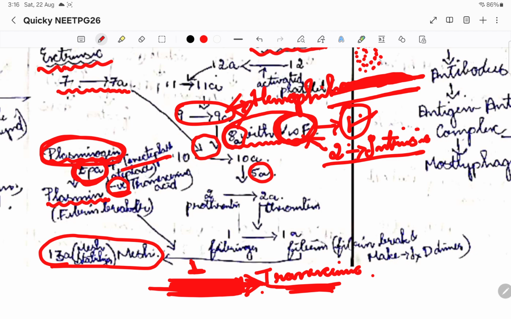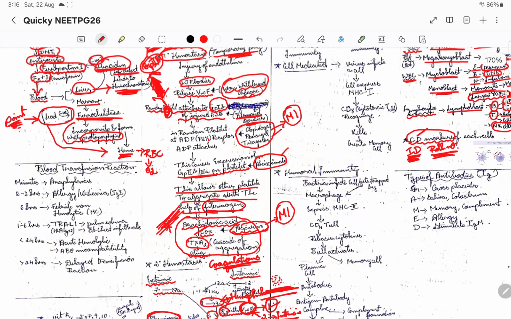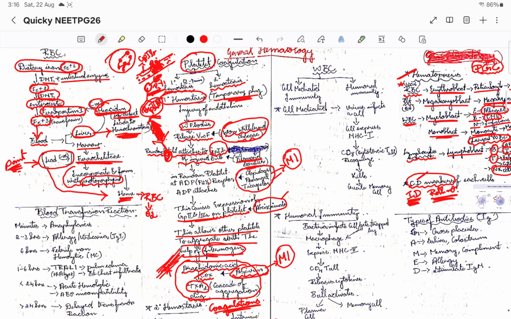So that is where I use tranexamic acid, where we use this in PPH and abnormal uterine bleeding and all. So this is the function of tranexamic acid also we saw. Then the tPA, tenecteplase, alteplase and all we saw. Okay, this is the entire coagulation pathway. The primary thing was primary hemostasis, which was mainly by platelets. The secondary hemostasis was by coagulation factors. This is the entire cascade that we'll be seeing in hemostasis.